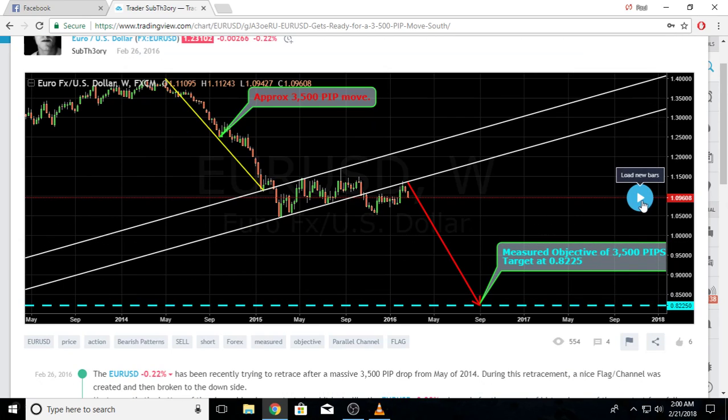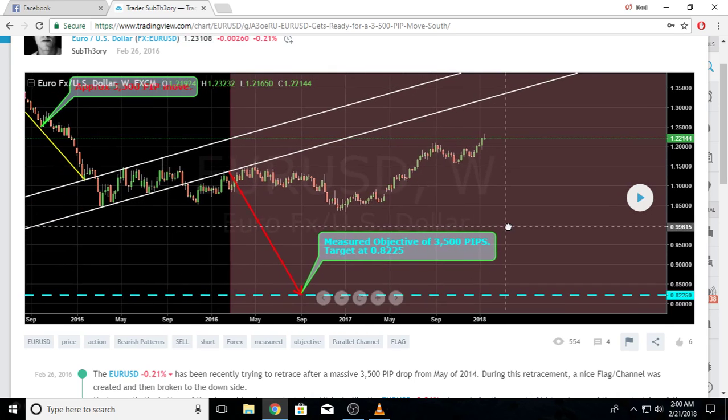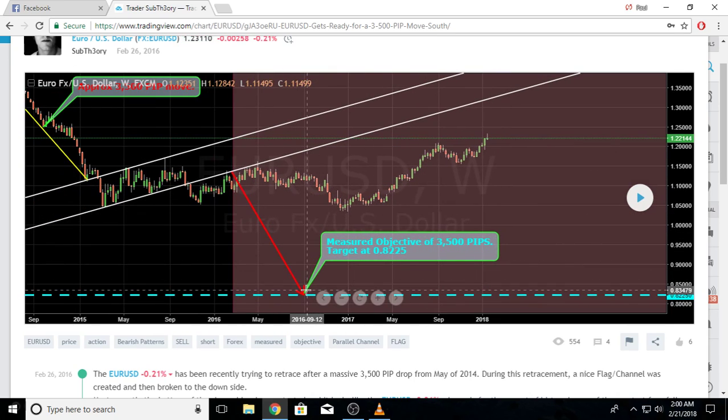Now, this little play button loads not all the new bars, but quite a few of them, and it shows you where it's been. So my projection wasn't entirely correct. And that's just the way it's going to be sometimes.